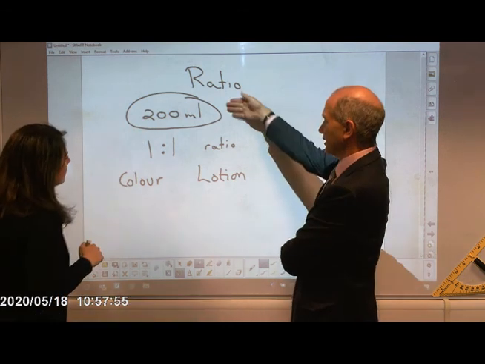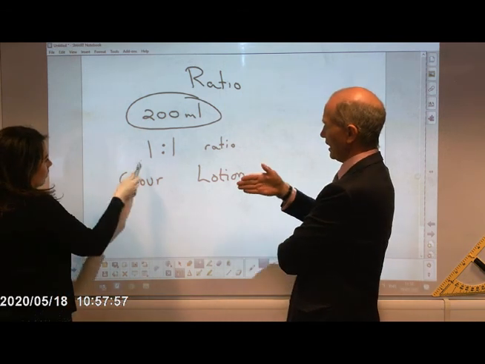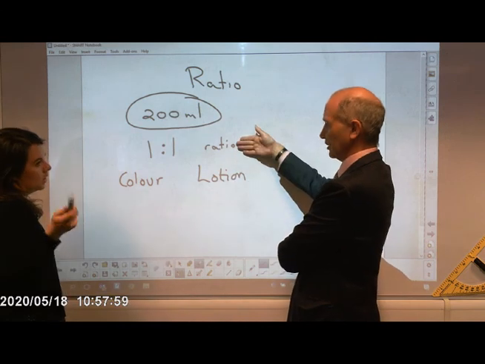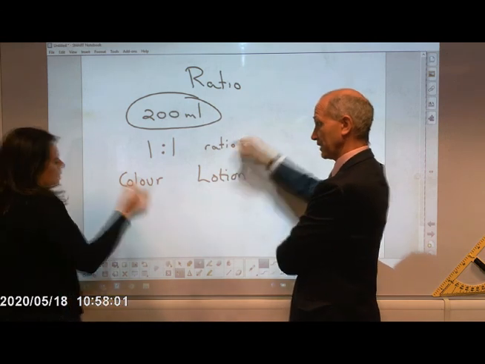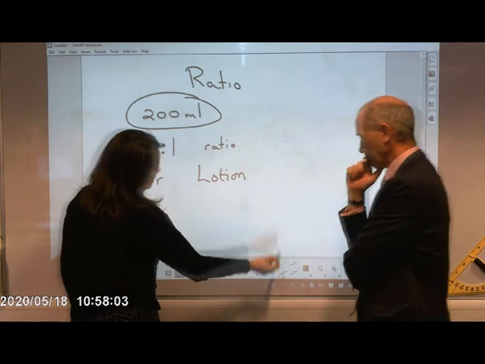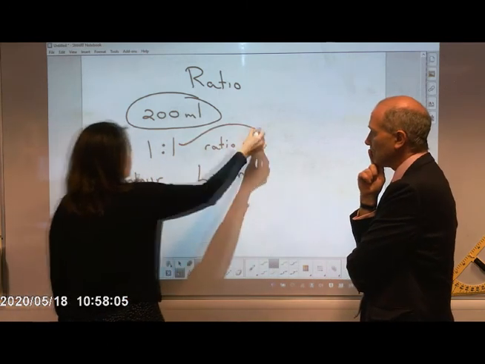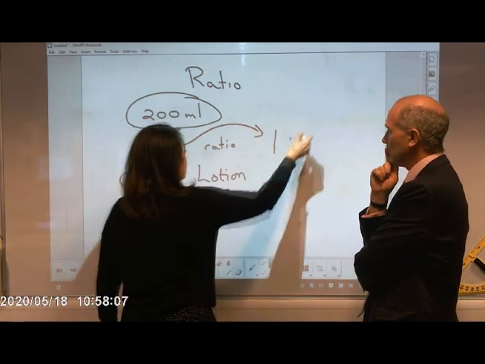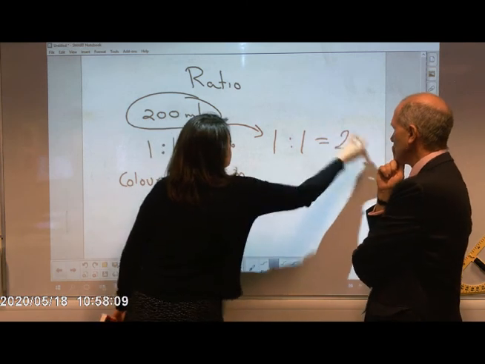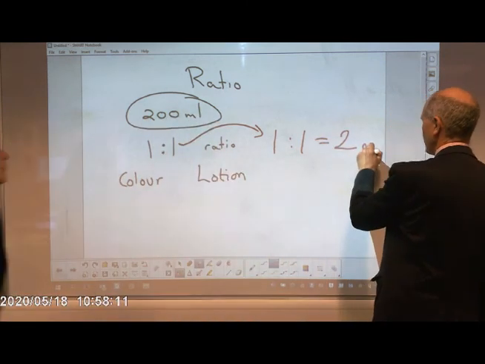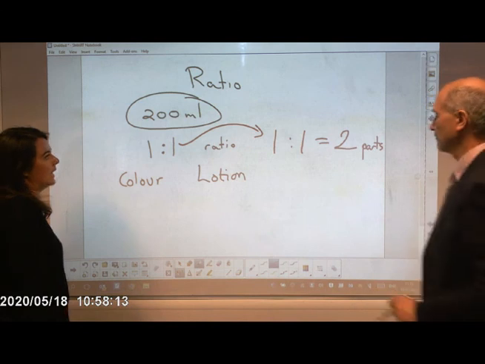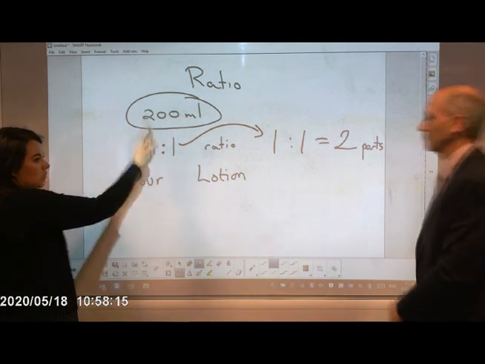We're making this much, and we've got to split our colour and our lotion into two parts. Two parts. That's the first thing that we're talking about. In total, your ratio is 2 parts. That's your dividing number. That's what you need to divide your total by.